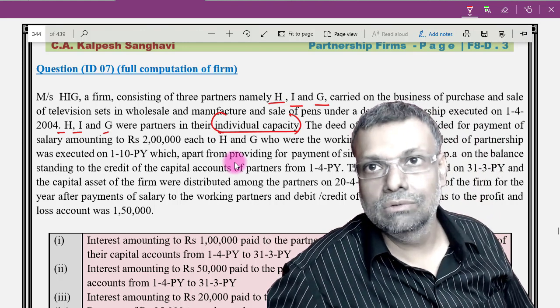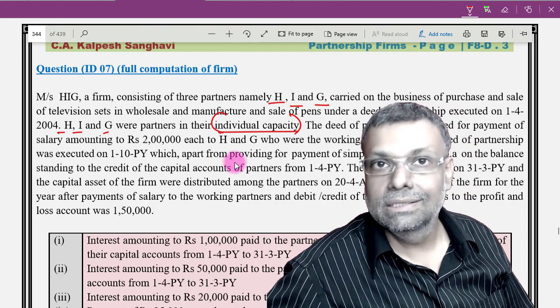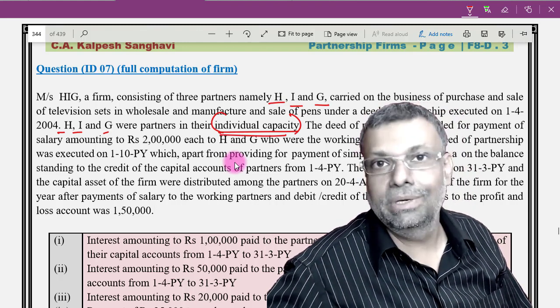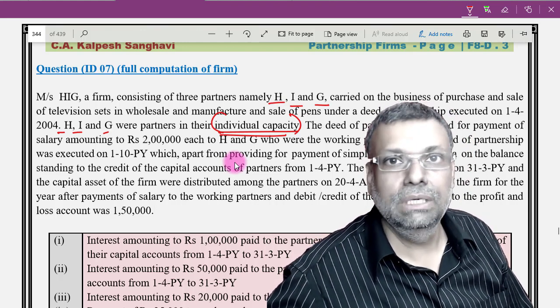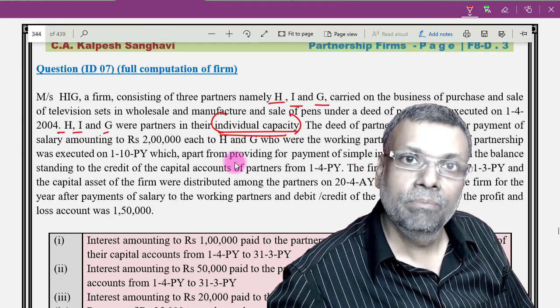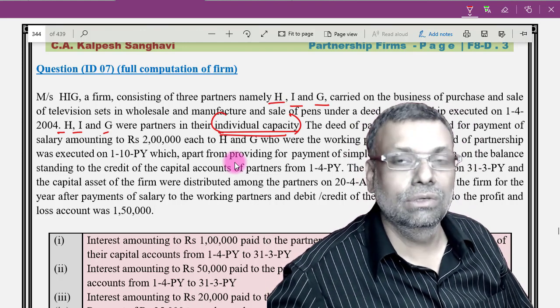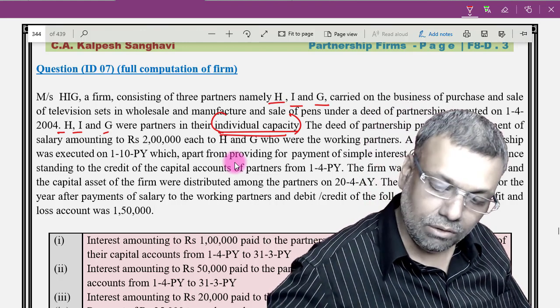So this is a situation where a partner is in individual capacity, and there is a possibility that there may be some transactions with the HUF of one of the partners. That's the reason it is specifically printed like that. So the concept of HUF being a partner in a partnership firm, or the partner being in individual capacity, but the transactions are done with the HUF. These are the situations which will be created in this particular question.